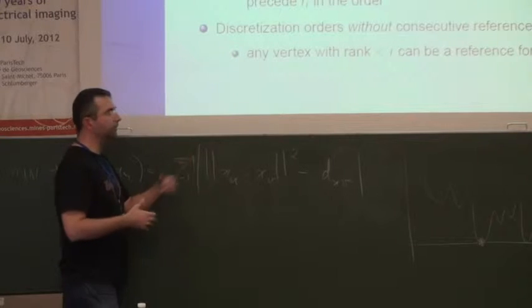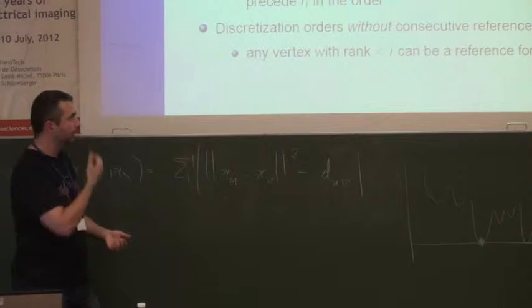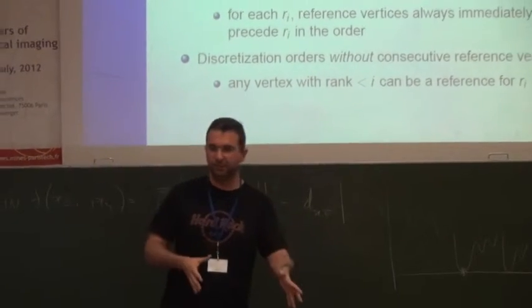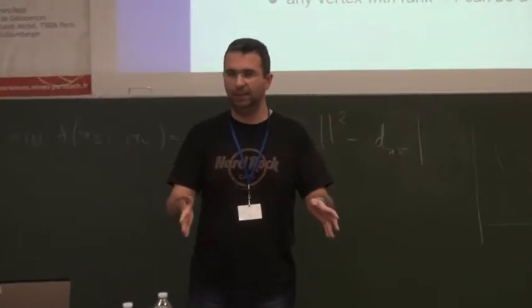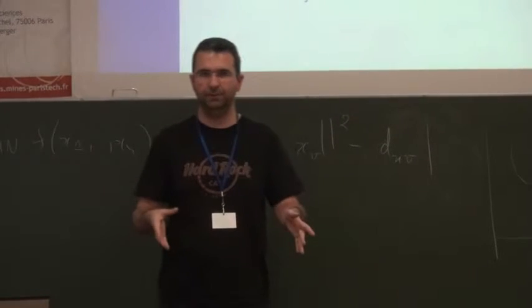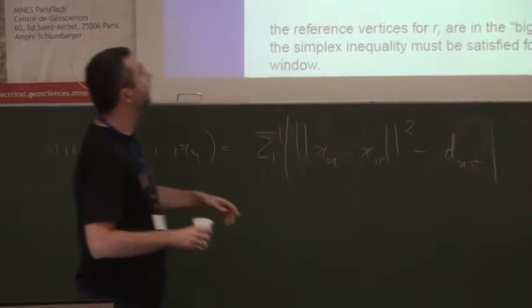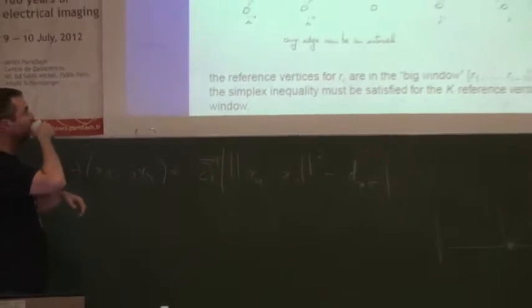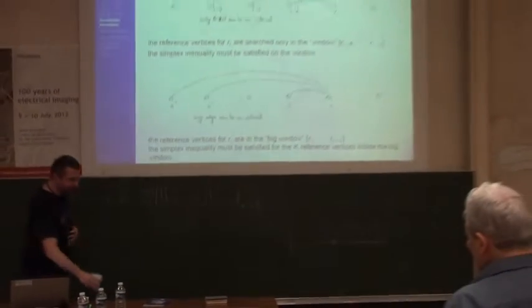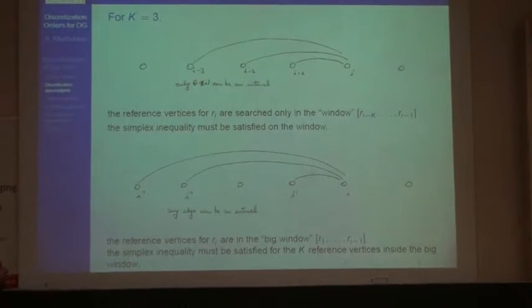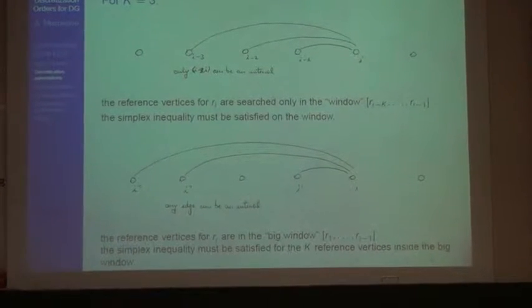In the other case, we don't have the consecutivity assumption. And in this case, every vertex from the first to the one ranked I minus 1 can be a reference vertex. So for example, in dimension 3, over there we have the example when we have the consecutivity assumption.